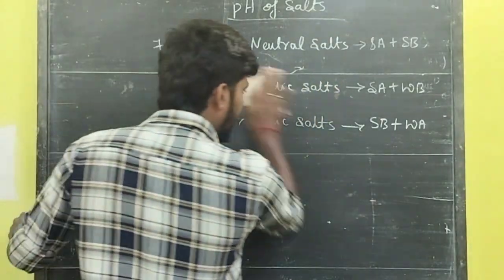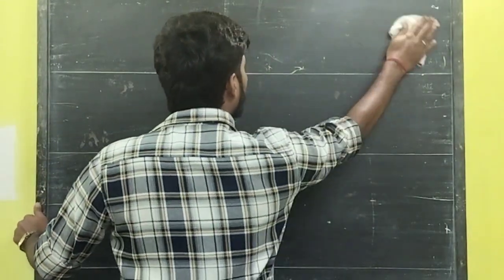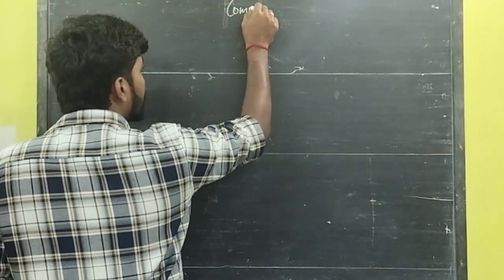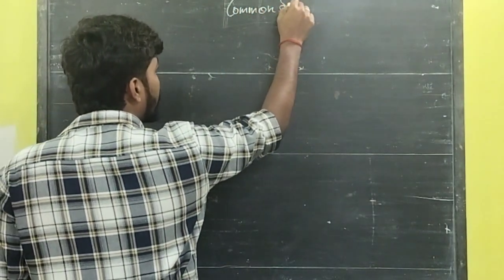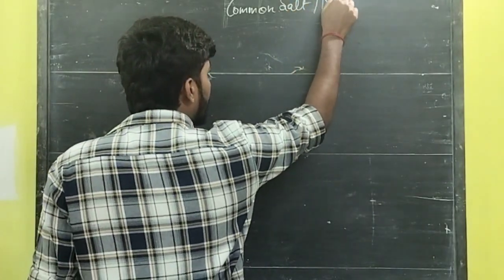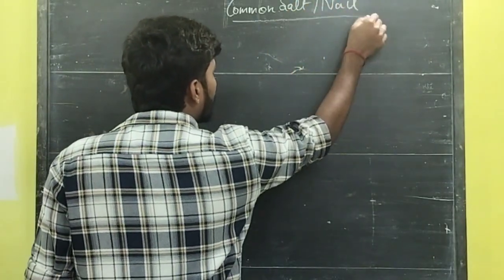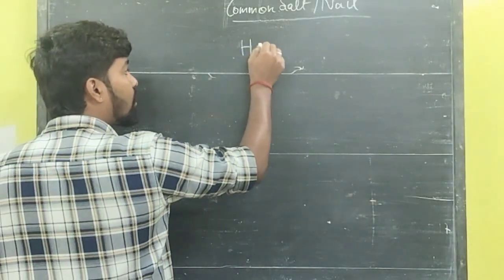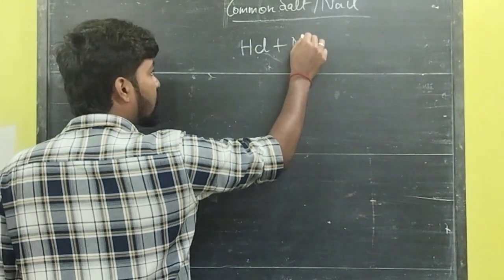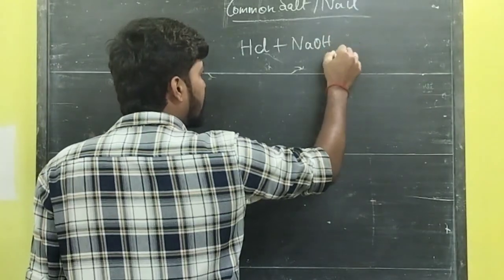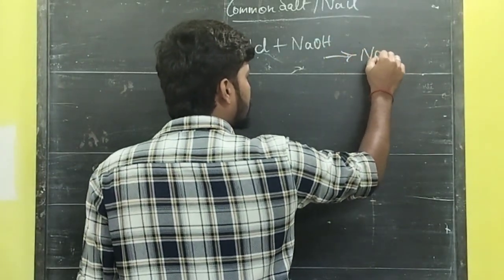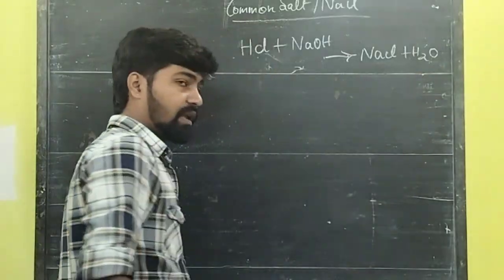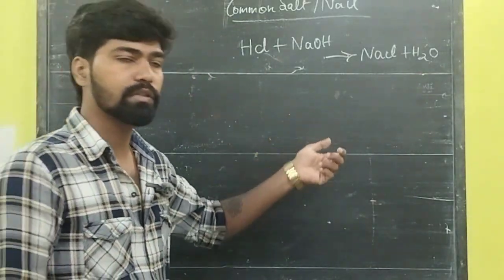Then we are going to the next part, that is salts. The first type of salt is common salt, that is sodium chloride. How do we get sodium chloride? It is a reaction of a strong acid such as HCl and a strong base such as NaOH, which leads to the formation of common salt. This is also a neutralization reaction. Here NaCl is a neutral salt.